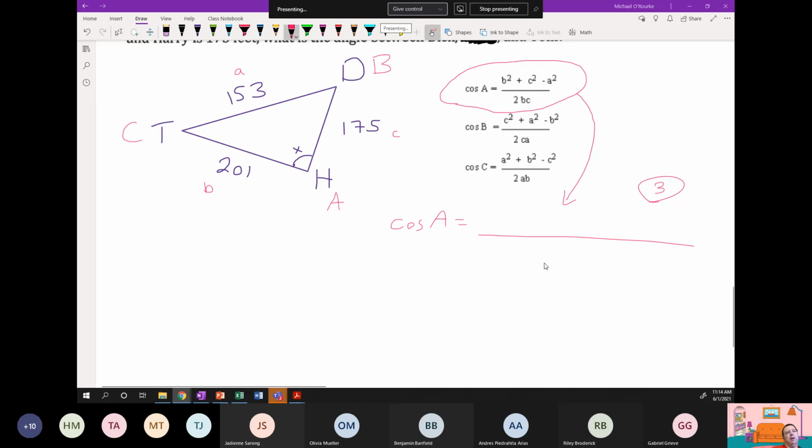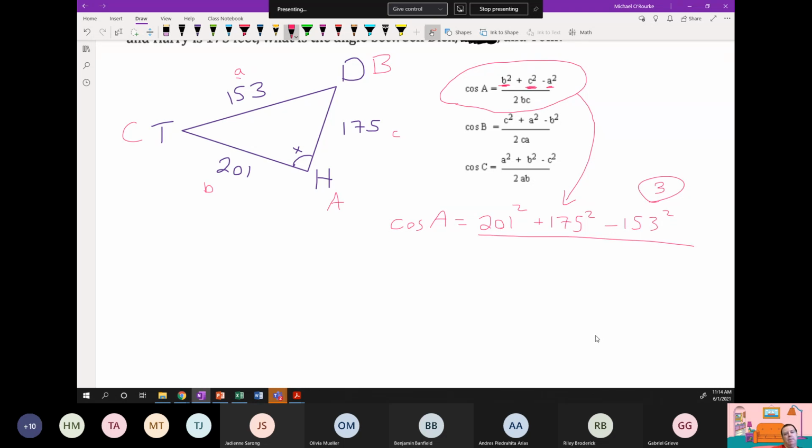So let's work it through here. The first thing I want to write in here is my b squared value. This is side b, so it's going to be 201 squared. I'm going to use side C. If I look here, my side C is 175, plus 175 squared, then minus a squared. My a side is here, so minus 153 squared.